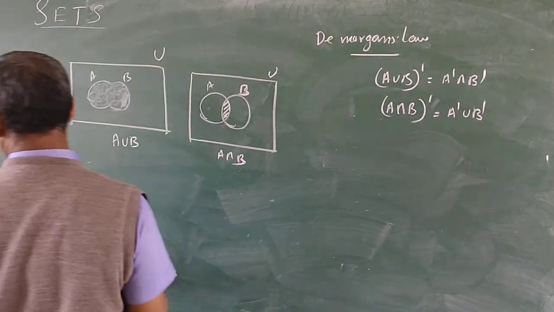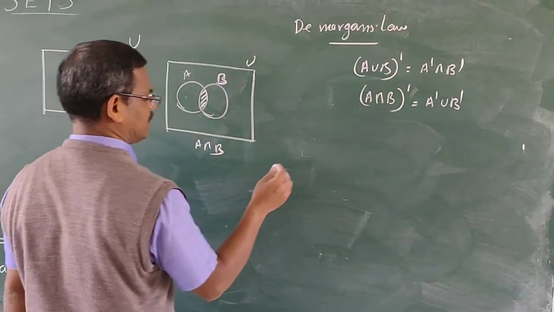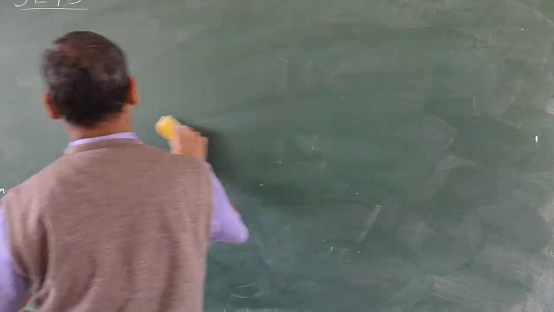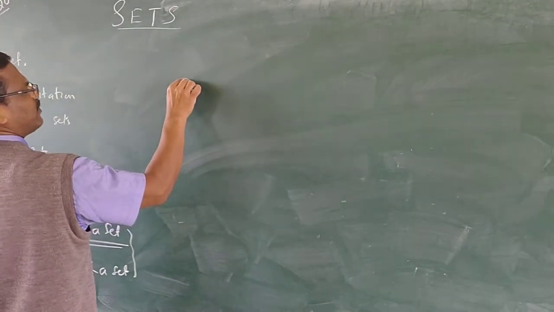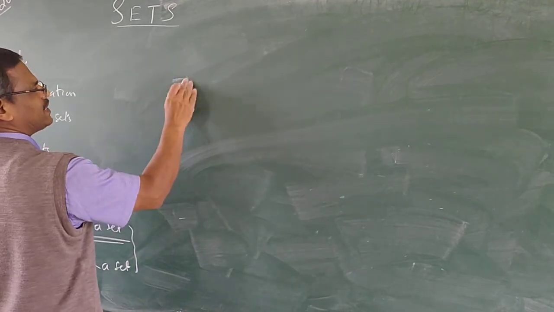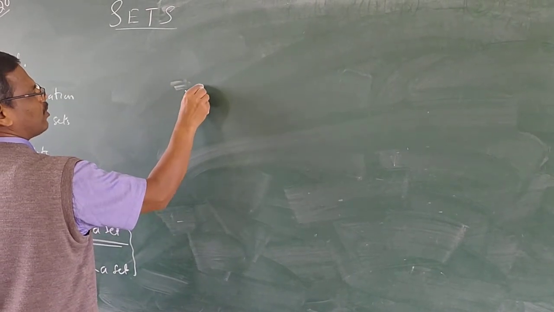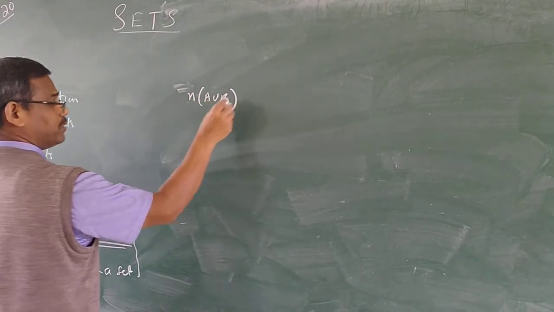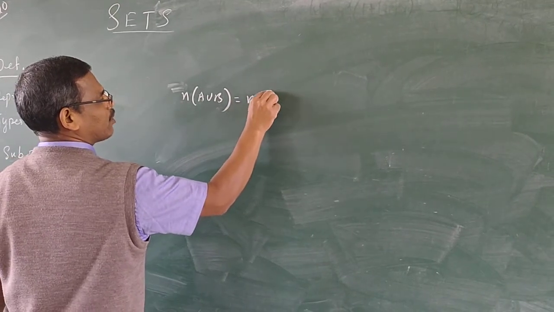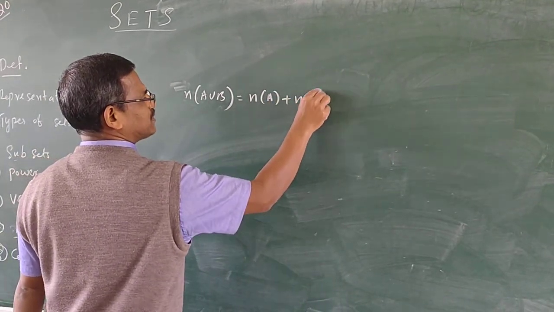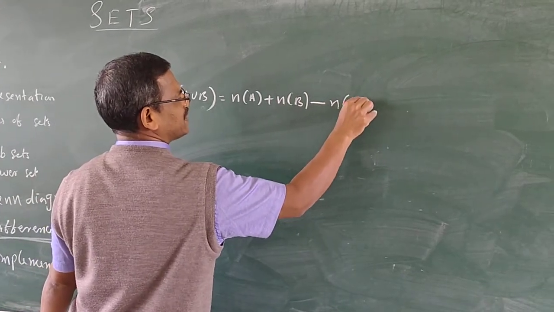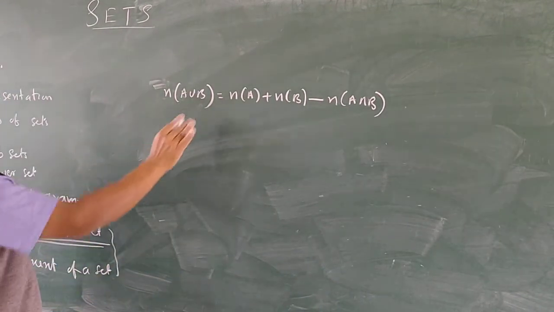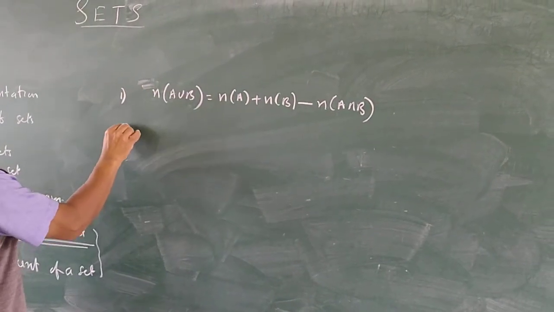And one more thing which I would like to add is that there are some practical problems and one result. If A is a finite set and B is another finite set, the number of elements in A union B, we say n of A union B, is always equal to the number of elements in A plus the number of elements in B minus the number of elements in A intersection B. With a picture you can clearly get the clarification of how the result comes. We are not going to write its proof.